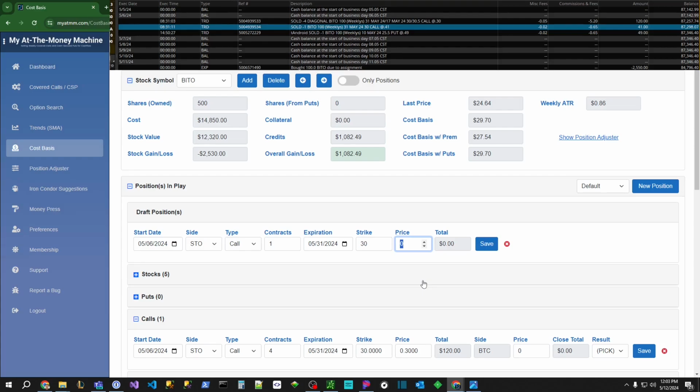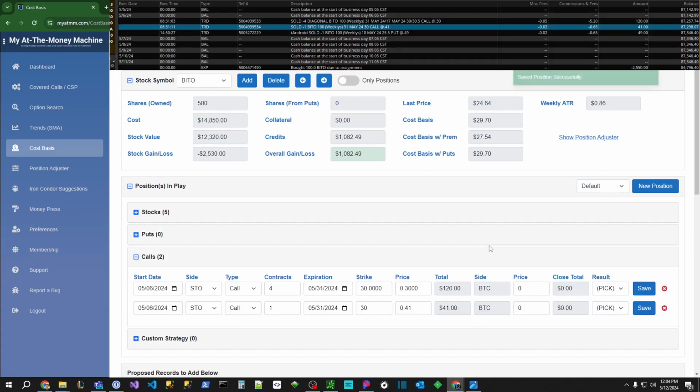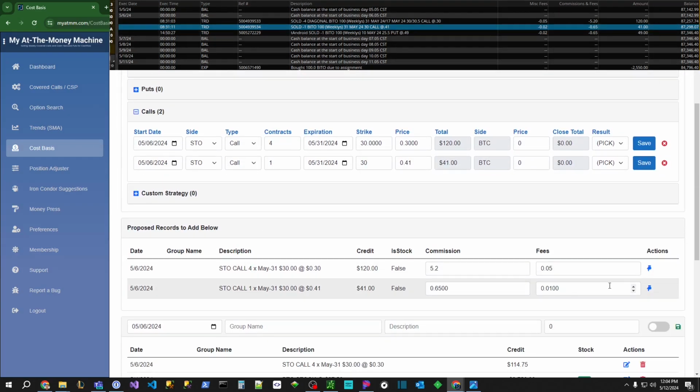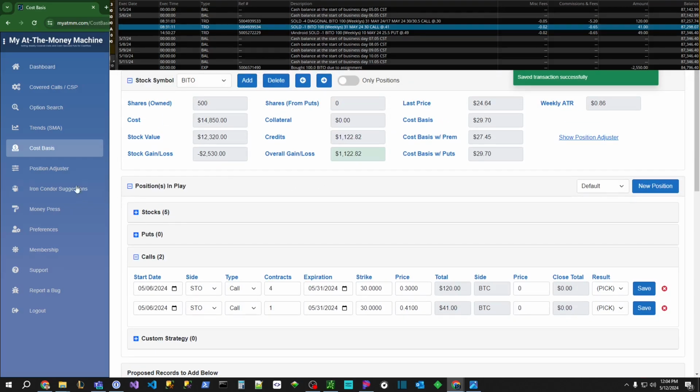All right, the price that we received on that was 41 cents per share. So click Save there. So that's 41. Here's the $41 minus 65 cents and 2 cents for the fees. Click the up arrow there, move that down, save that also to the permanent transaction history, and there we go. We have those covered calls tracked.